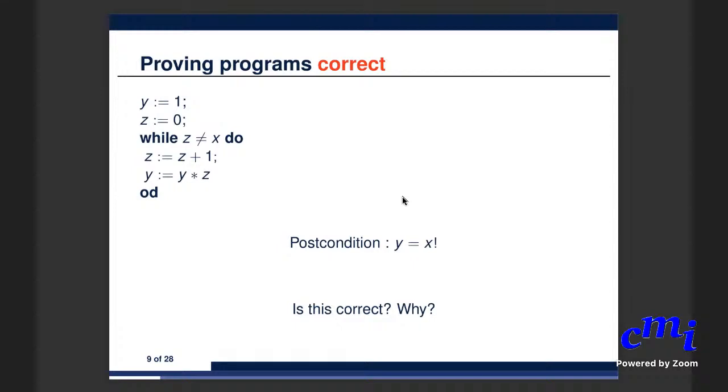Now, when you execute this program, is this program correct with respect to this post condition? Anyone? Siddhant? Yeah, I'm just thinking. Just one minute. If you're thinking, then someone can answer right away. Or anybody can answer.